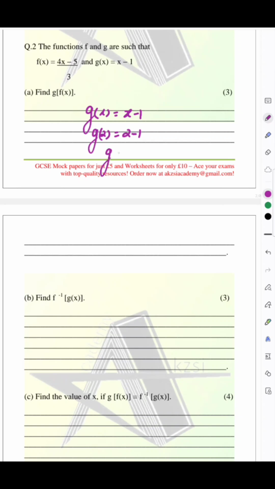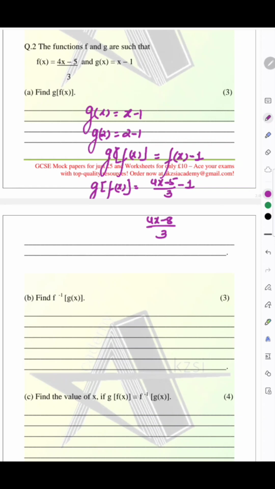Similarly, if it's g of f of x, that means I need to sub in the value of x as f of x. So in place of x, I'll write f of x minus 1. And what's the value of f of x? That's already given up there, which is (4x minus 5) over 3. So replacing it, g of f of x equals (4x minus 5) over 3 minus 1, or taking the LCM, (4x minus 8) over 3. And that's the final answer.